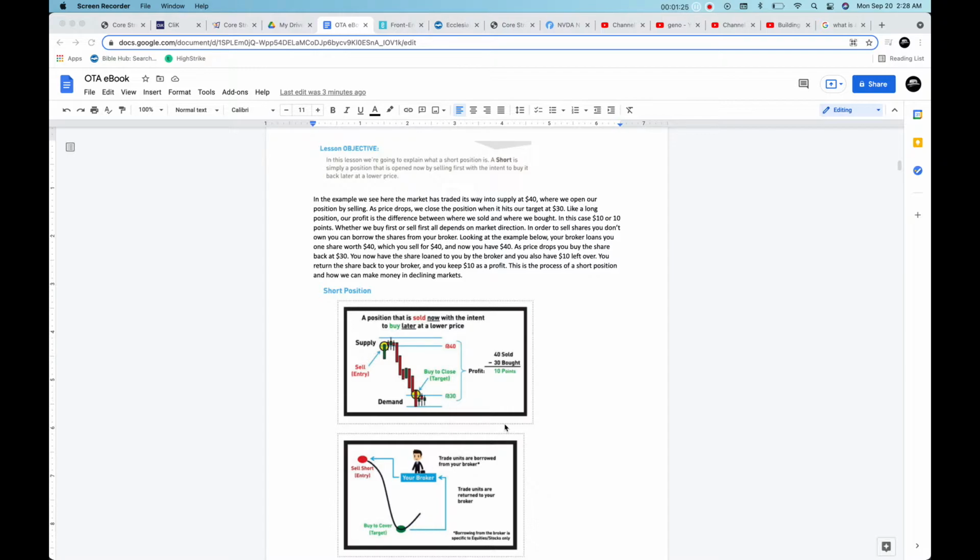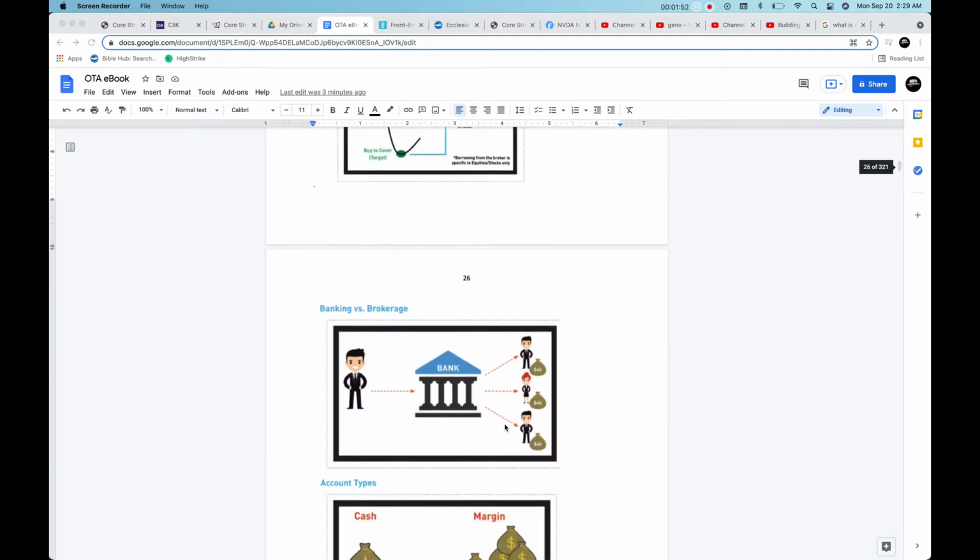Now, as price drops, you buy the share back at $30. You now have the share loaned to you by the broker, and you also have $10 left over. You would then return the share back to your broker, and you keep $10 as a profit. This is the process of a short position and how we can make money in declining markets.